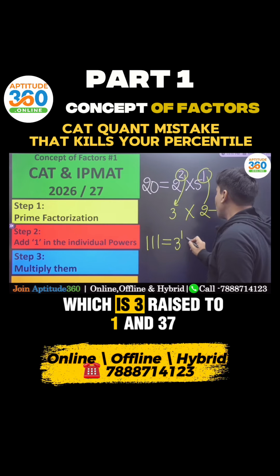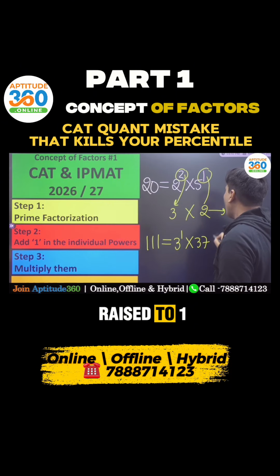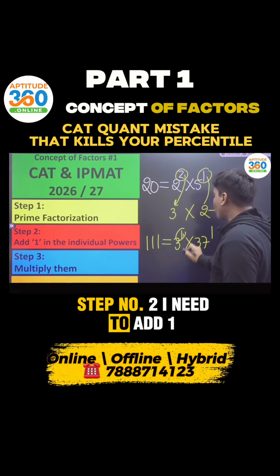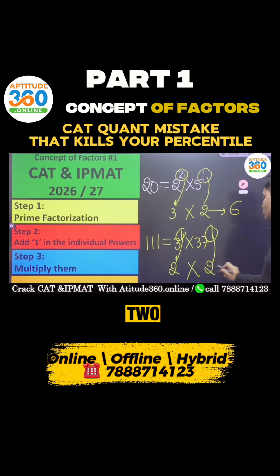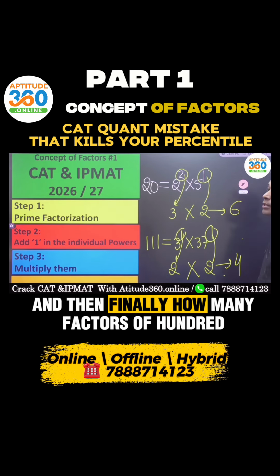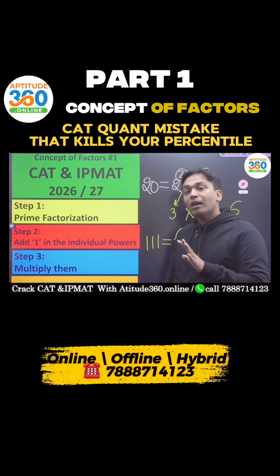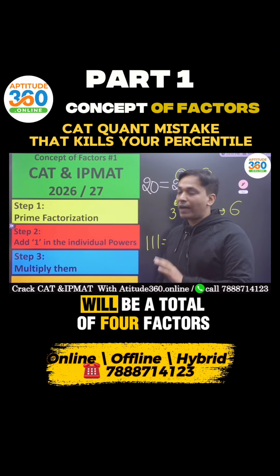If I want to find out how many factors of 111 are there, step number 1, prime factorization, which is 3 raised to 1 and 37 raised to 1. Step number 2, I need to add 1 over here, so these two numbers will become 2 into 2, and then finally the total number of factors of 111 will be 4 factors.